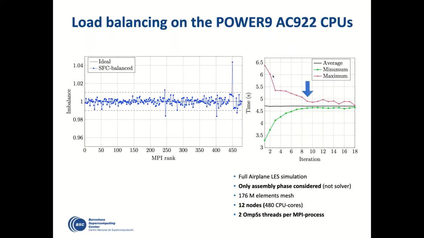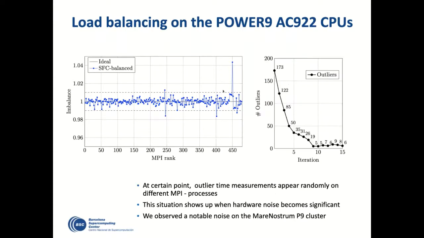We are giving DLB a perfect problem to solve very easily, because we only have a few MPI processes, probably on different nodes, that have some additional cost because of noise. If I measure it in terms of outliers, where I consider an outlier an MPI process more than 1% far from the average, we see how at a certain point the outliers just keep fluctuating. It doesn't make sense to keep migrating mesh elements between MPI processes.